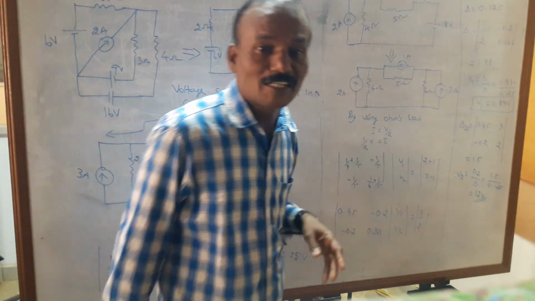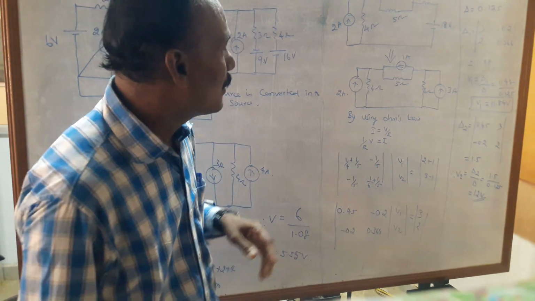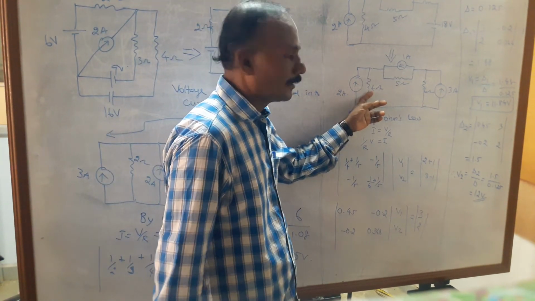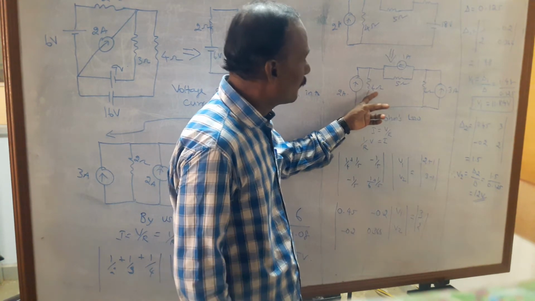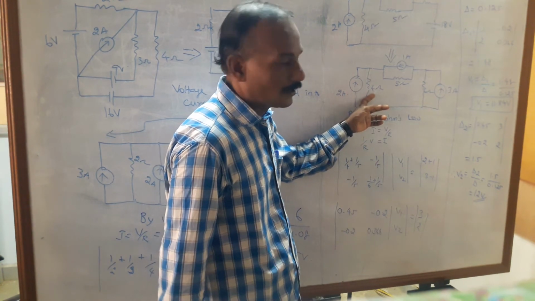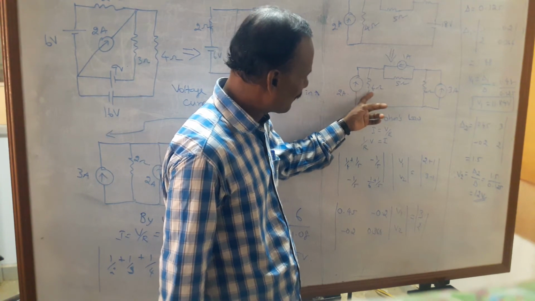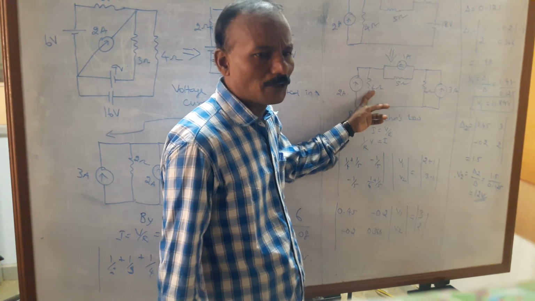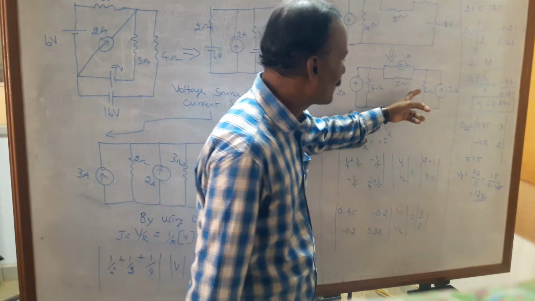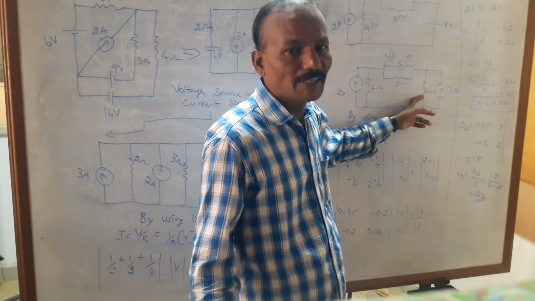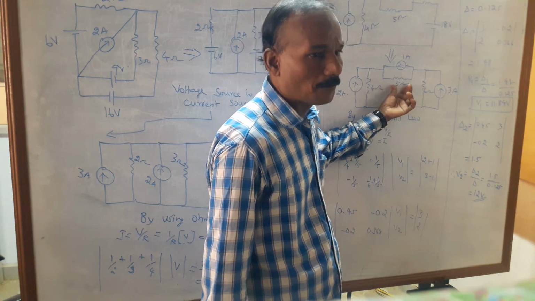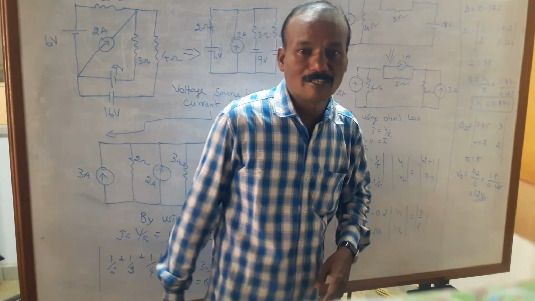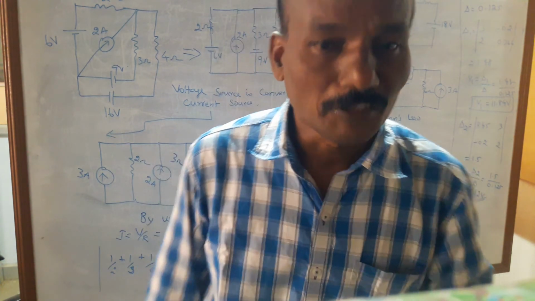Similarly, we also calculate the power. Power across 4 ohm is equal to V into I. Here V is 11.84 and R is 4. Power is I square R, or V square divided by R. Similarly, we calculate the power across 6 ohm as VI, or V square divided by R, or I square R. Similarly, we calculate the power across 5 ohm: V square divided by R, or I square R. Thank you.